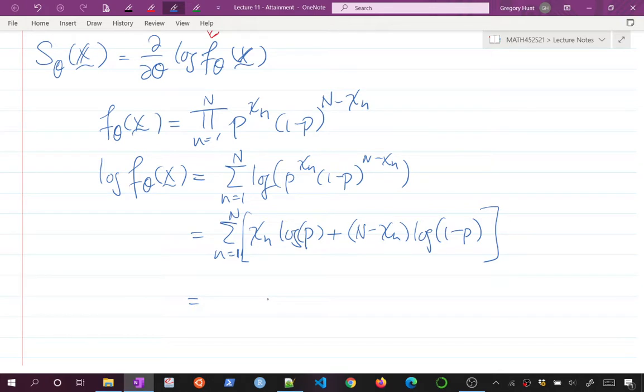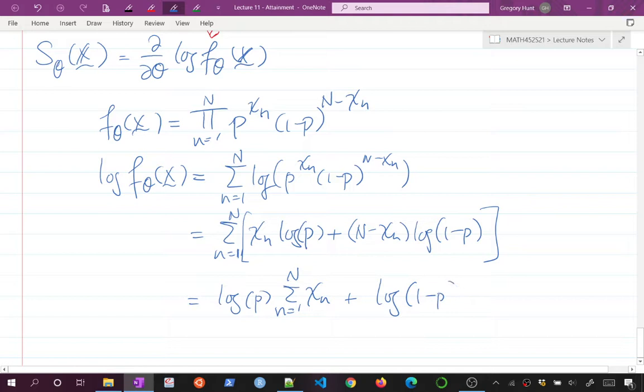Doesn't really matter what order we do this in. Let's distribute it through. Or equivalently, you can think about pulling out this log. So let's say it's log p times the sum of my x of n's plus log 1 minus p.